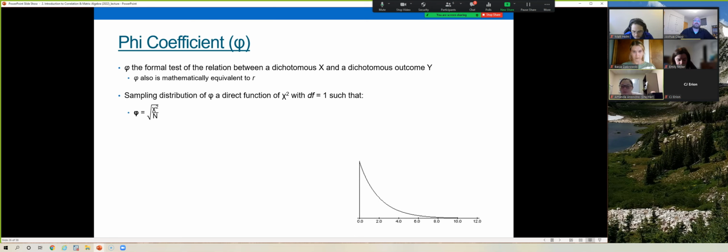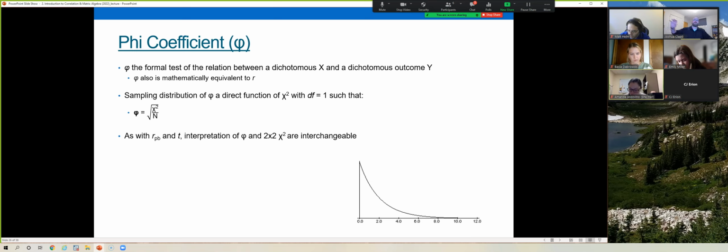Now, the sampling distribution of our phi coefficient is a function of a chi-square with 1 degree of freedom. So if I have a 2 by 2 chi-square, and I take the chi-square from that test statistic and divide it by my sample size, and take the square root of that, that's going to give me a phi coefficient. So I can move back and forth here. The phi coefficient is going to be your effect size for a 2 by 2 chi-square analysis. Okay.